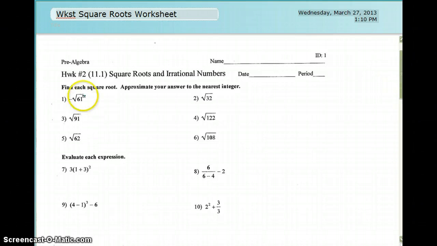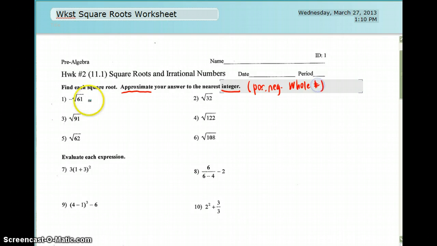I'm going to start with number 1, and we're going to find the square root of each one, but we're going to approximate our answer to the nearest integer. Integers are positive and negative whole numbers, but we're really only going to be focusing here on our answers for the positive answers. So for number 1, because there is a negative on the outside of the square root, that does need to be part of our answer. I'm going to use a squiggly equal sign because that represents approximate, and it's going to be approximately 8. And that's because 8 times 8 is 64, and 61 is close to 64.